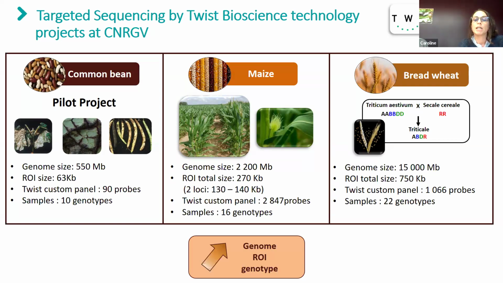And finally, we applied the technology to bread wheat, which has a massive genome of approximately 15 gigabases. In this case, we target a region of 750 kb across 22 genotypes using a panel of over 1,000 probes. So as you can see, the genome complexity, the target region size, and the sample number progressively increased, demonstrating the scalability of the Twist capture process for large and complex plant genomes. So now I will detail each of these 3 projects.